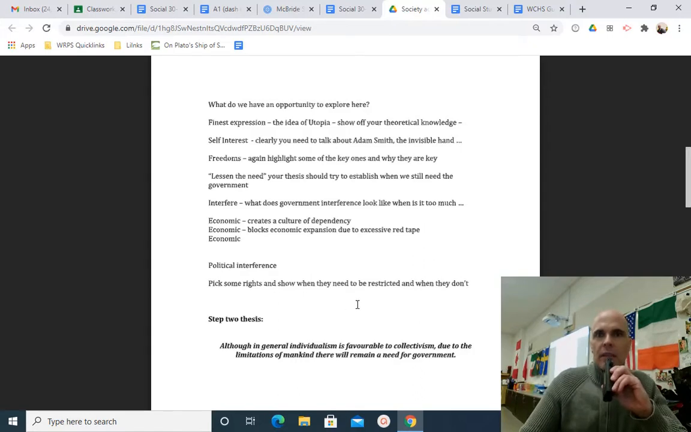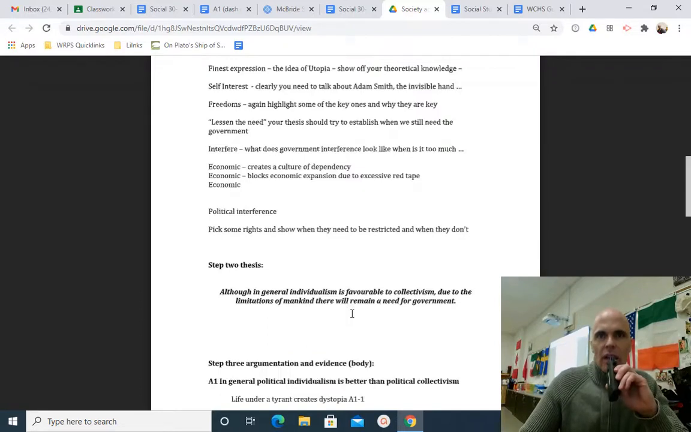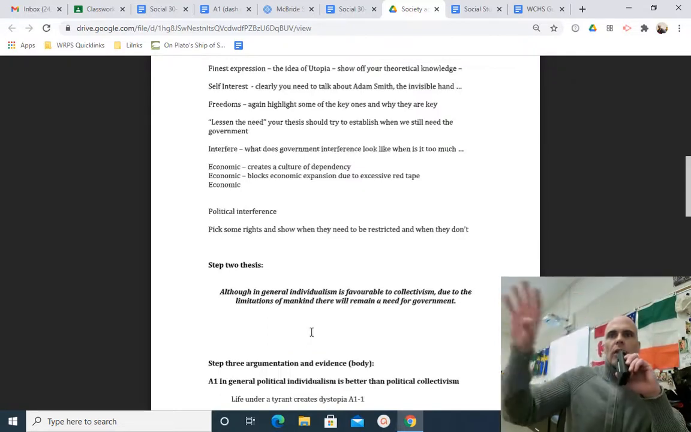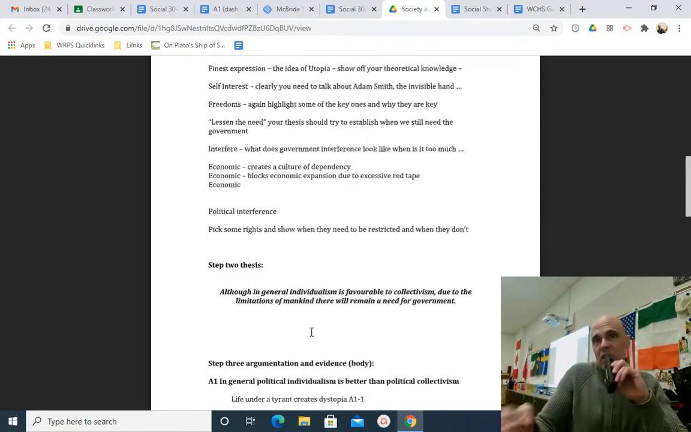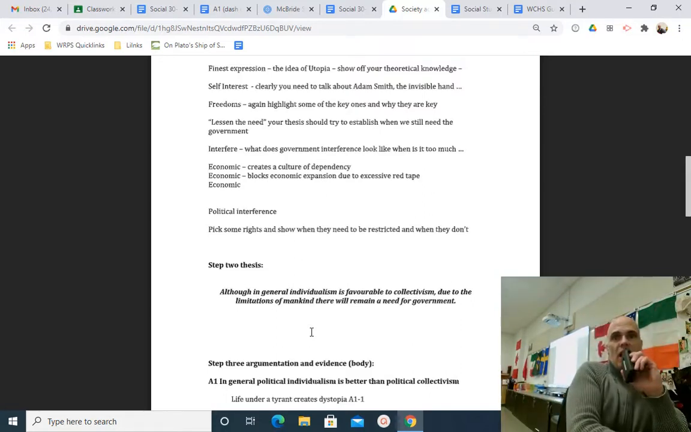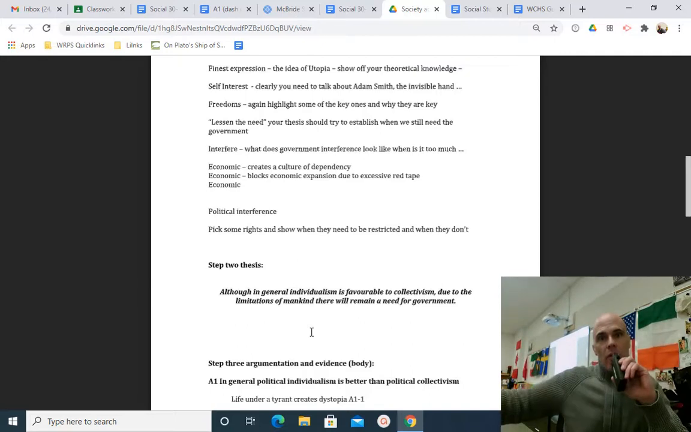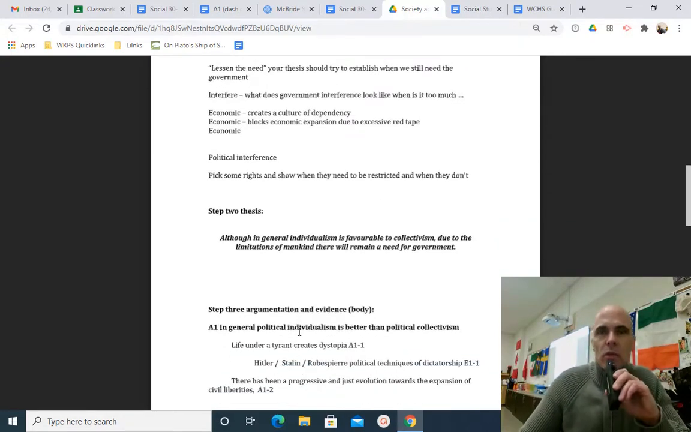So, next step after you analyze the source, you would get into thesis creation. And I like to promote thesis statements that have an although, but, therefore. Although, there's this, but there's this, therefore we kind of need this. So here we have, although in general individualism is favorable to collectivism, due to the limitations of mankind, there will remain a need for government. So it's very clear, and it gives us an opportunity to explore many different points of view and case studies here.